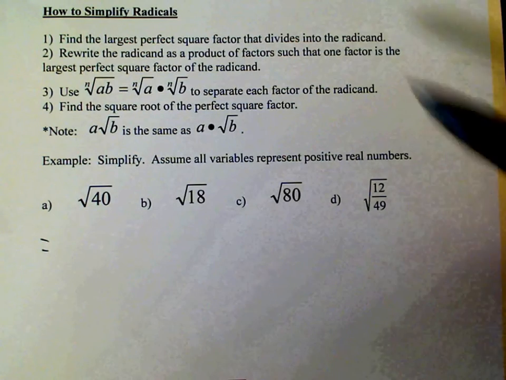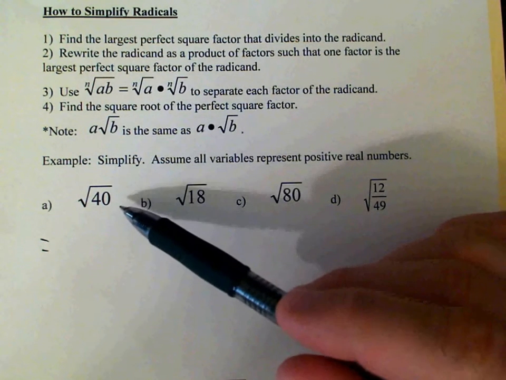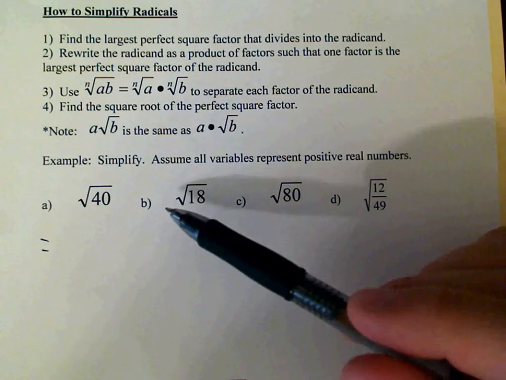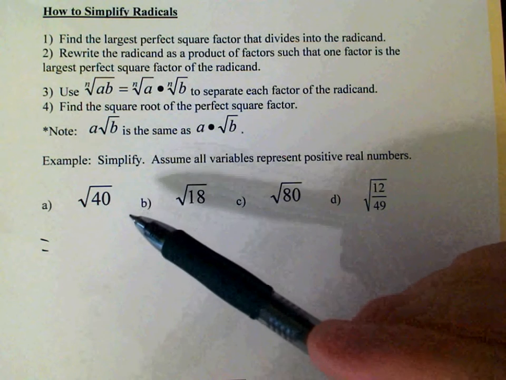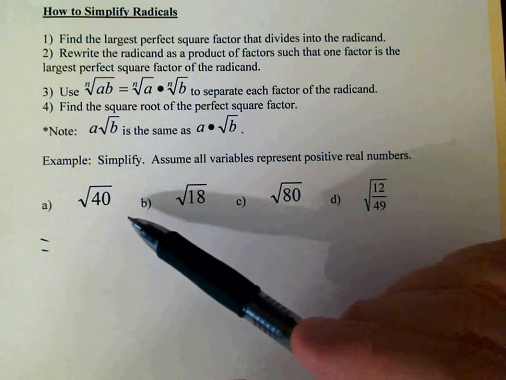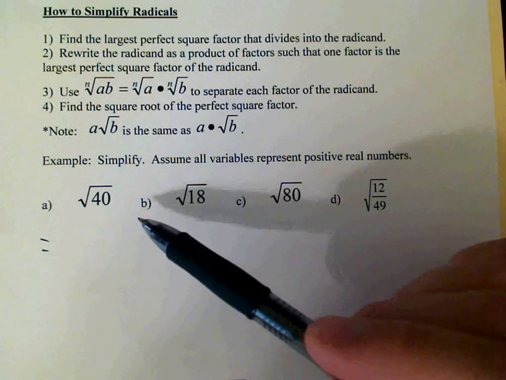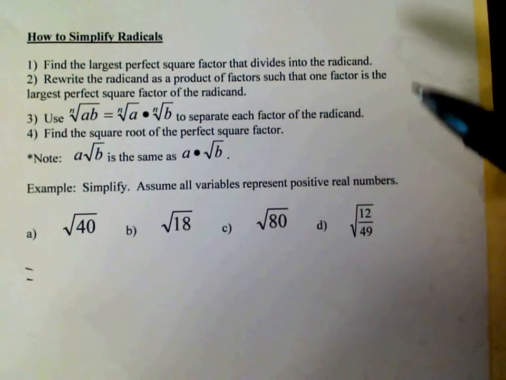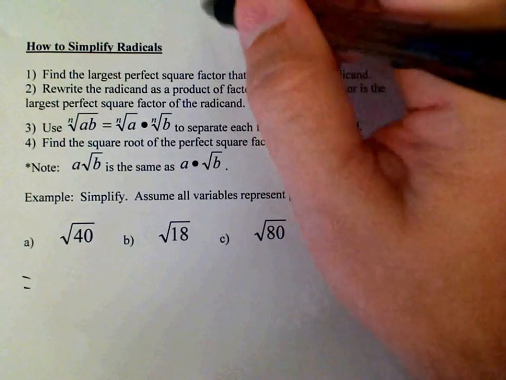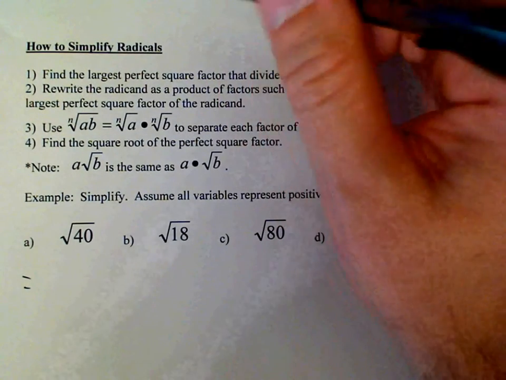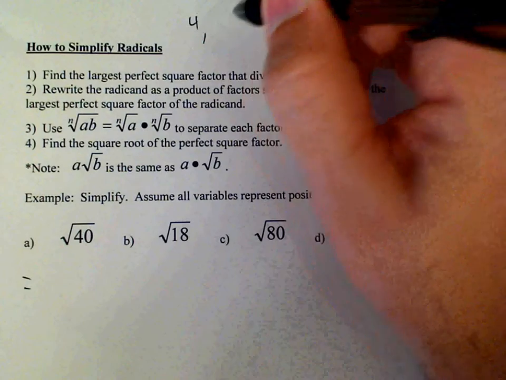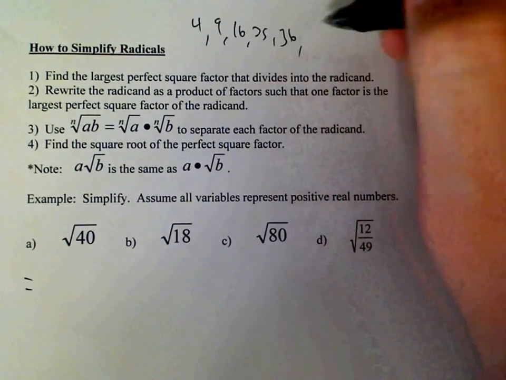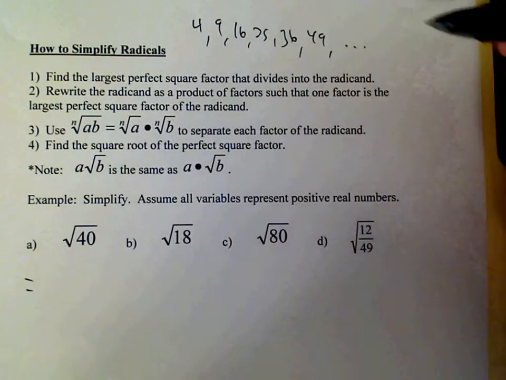So when we look at square root of 40, there's no number squared that gives us 40. And so we're going to think, what are all the numbers that can divide into 40, and what's the largest number that's a perfect square? Now when you think of perfect squares, you think of numbers like 1 or 0, but really you're going to start thinking 2 squared is 4, 3 squared is 9, 4 squared is 16, and so on. Now these numbers get big really quickly, so be aware.